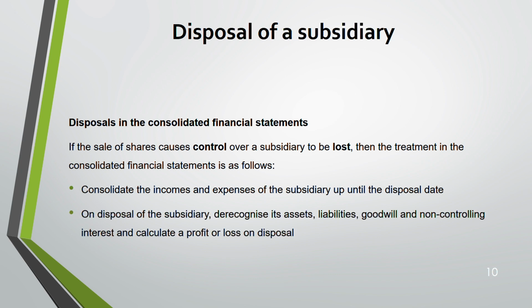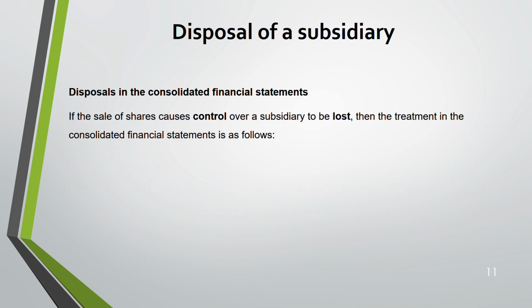Next, de-recognize all your assets, liabilities, and goodwill also, because you calculated goodwill when you gained control. Now that you have lost control, de-recognize goodwill. Goodwill is also an asset, and also de-recognize NCI. Then calculate the profit and loss on disposal instead.